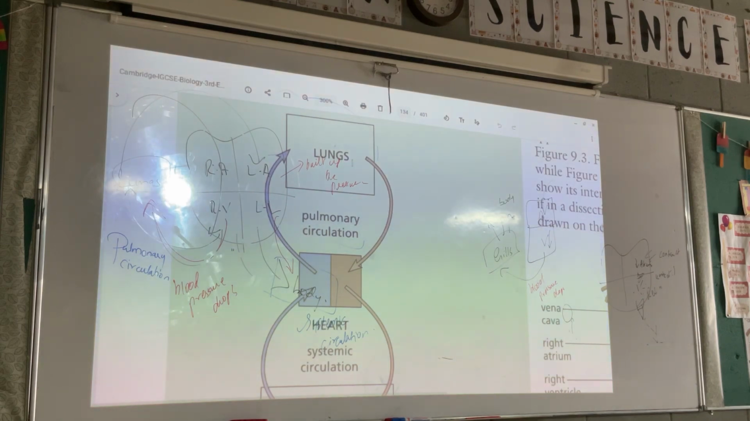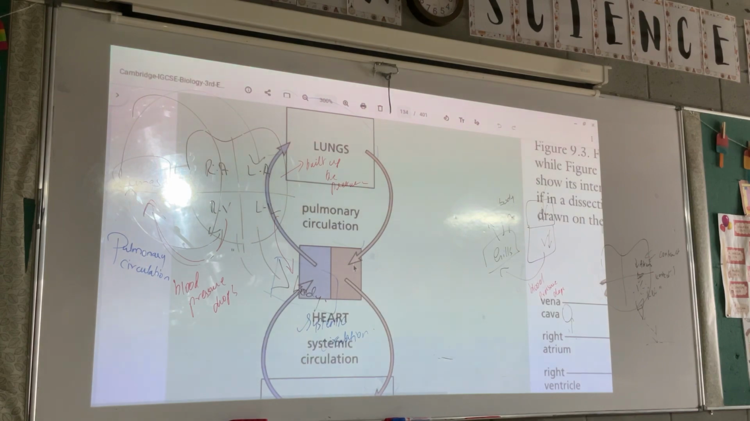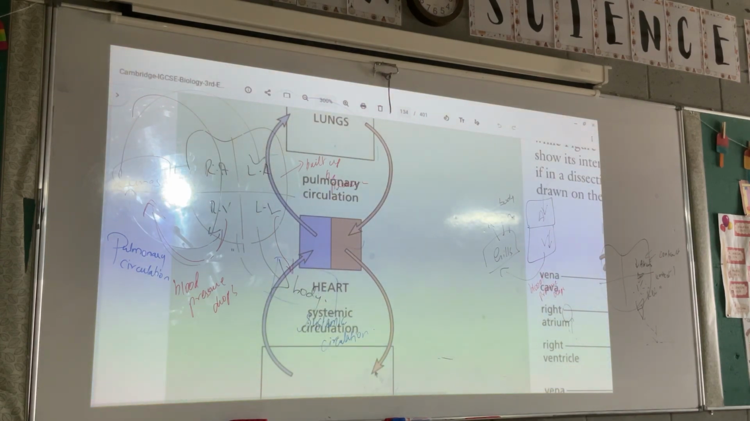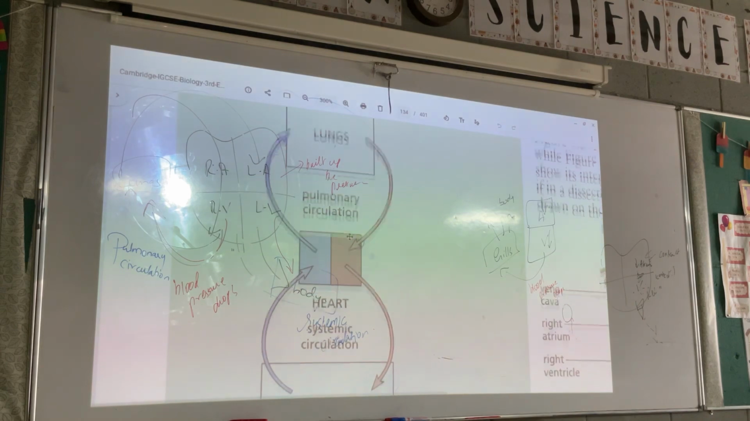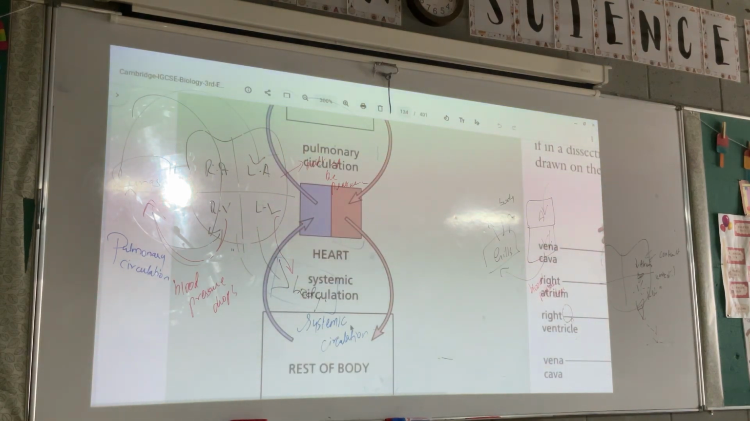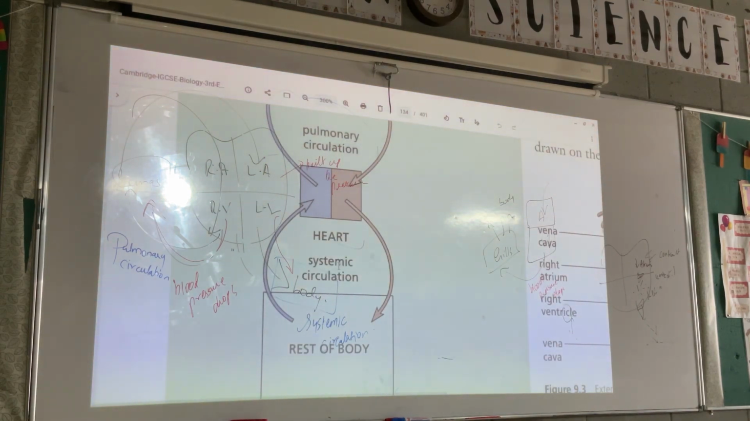After getting oxygenated, it goes to the heart. Which side? And then goes to the body through the aorta, right? So when it goes to the lungs and comes back from the lungs, that is called pulmonary circulation. When it goes to the heart and comes from the heart to the body, that is called systemic circulation.